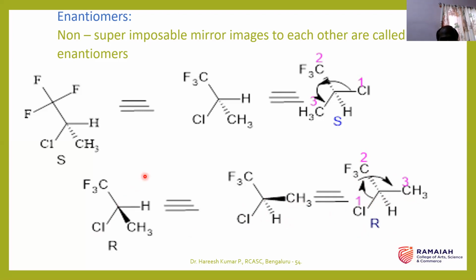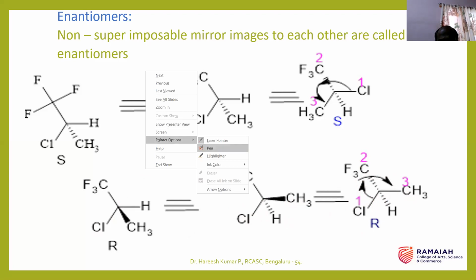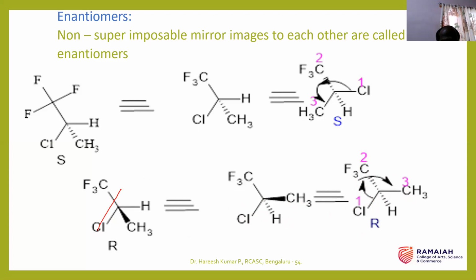So what you need to account here, don't take this, okay? You have to take this. So this one will have an R configuration. Okay, right. So that is what it means. So this as well as this are enantiomers, and this will have an R configuration. This will have an S configuration, and these two are enantiomers.